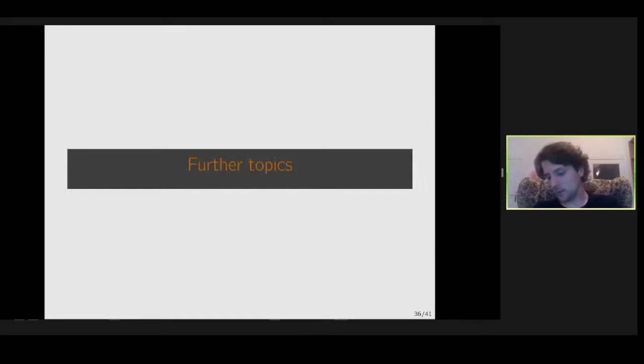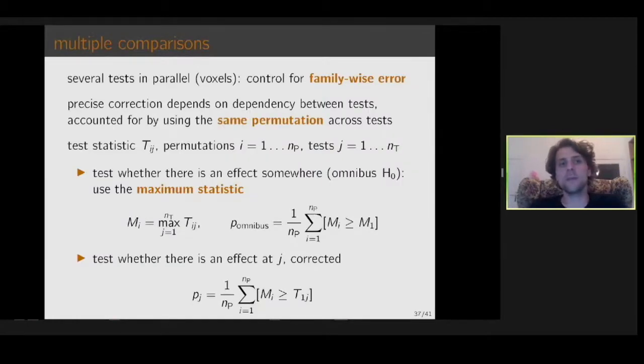Okay, at the end of my talk, I want to discuss further topics which may or may not come onto the table if you are performing permutation inference. The first of these topics is the issue of multiple comparisons. If you're analyzing brain data, you will inevitably run at some point several tests in parallel, for example, across fMRI voxels or across EEG channels. And this requires a control of the family-wise error, FWE.